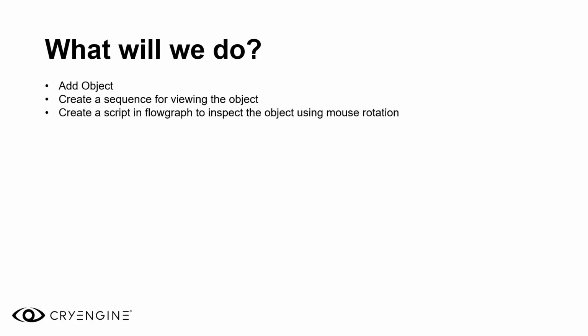So what will we do in this tutorial? We will add an object, pretty simple. We will create a sequence for viewing the object so that the camera is focused on the object. And we will create a script and flow graph to inspect the object using mouse rotation. So basically, as you move the mouse, the object will move with you. So it will be mouse controlled.